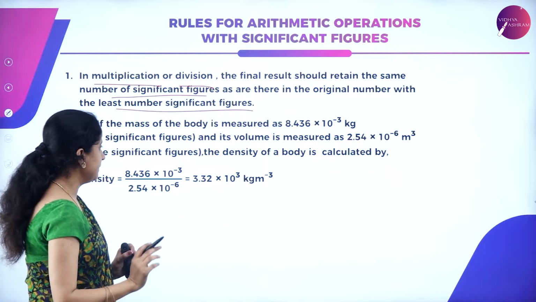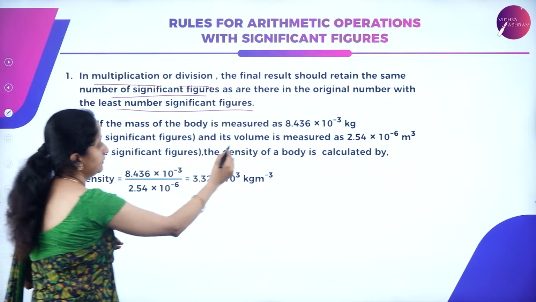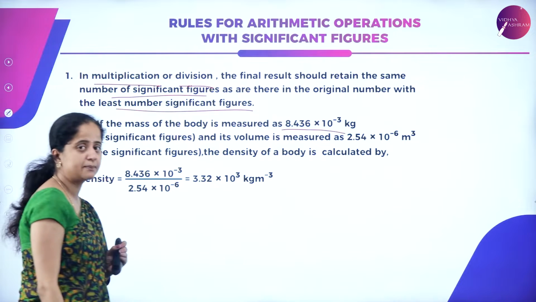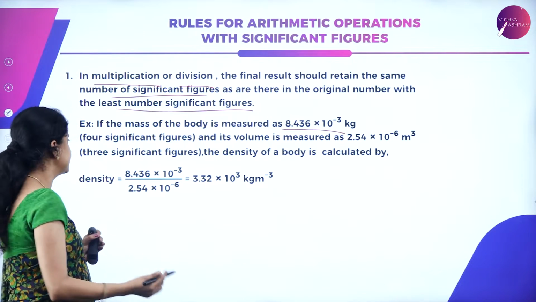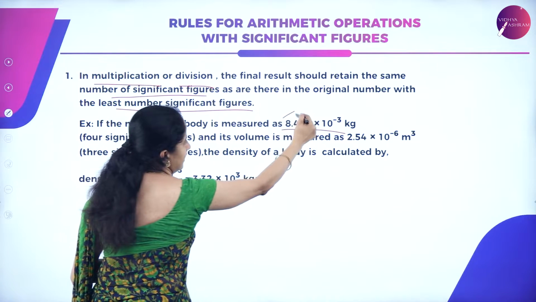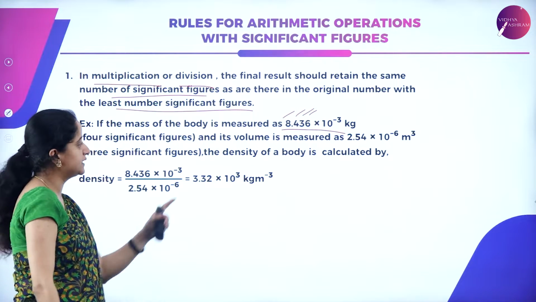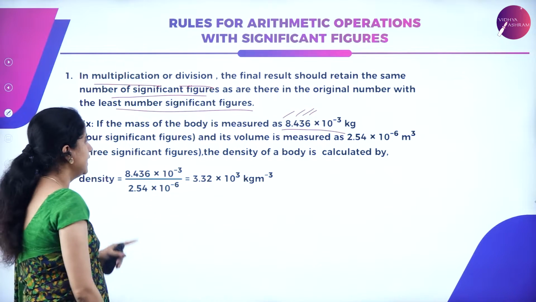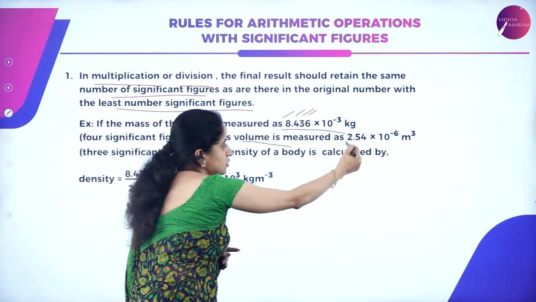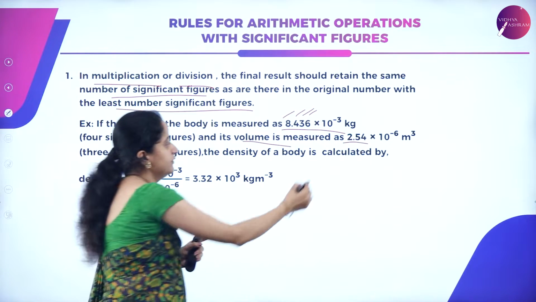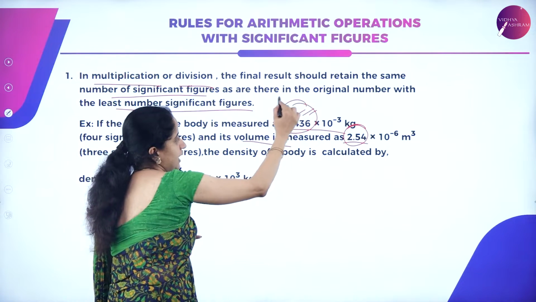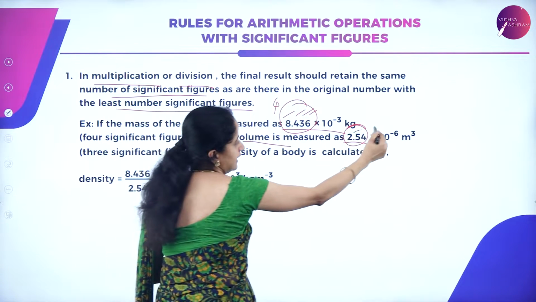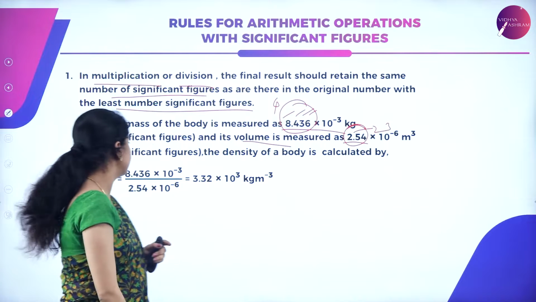I'll tell you the example. See, we have an example: 8.436 into 10 power minus 3 kg of mass of a body. Suppose we consider there are 4 significant figures in this example, that is 8, 4, 3 and 6, and its volume is measured as 2.54. We have only 3 significant figures in this. In the first term we have 4 significant figures, in the second term we have only 3 significant figures.